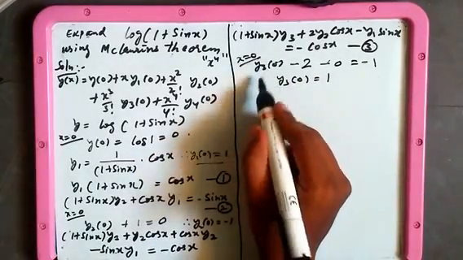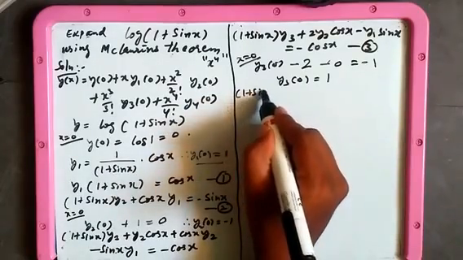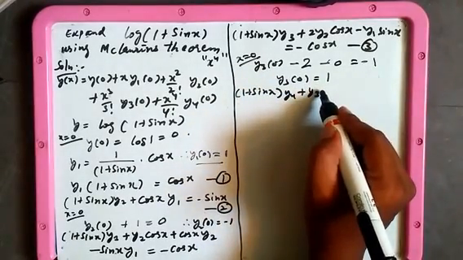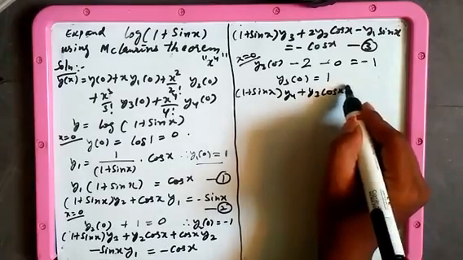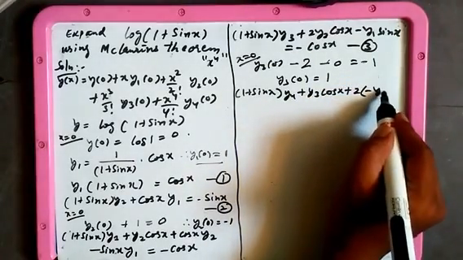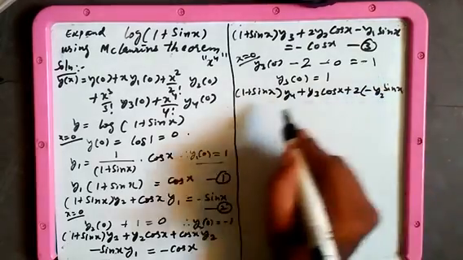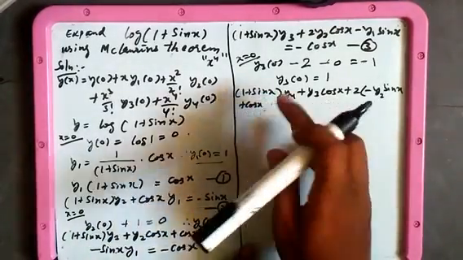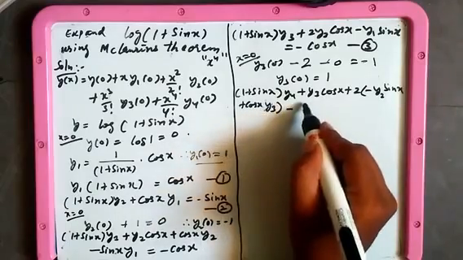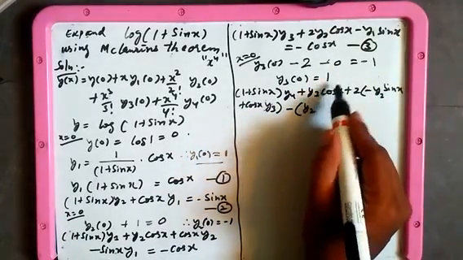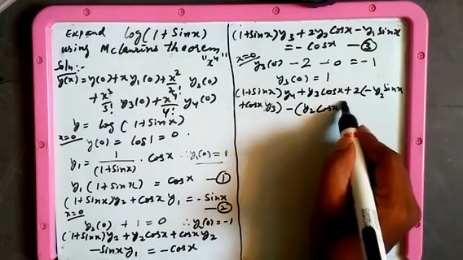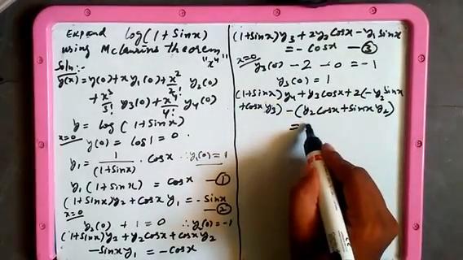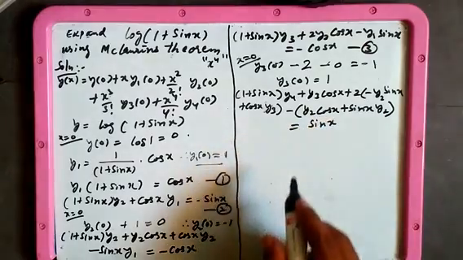Next, again we differentiate the third equation with respect to x. We will get 1 plus sine x into y4, plus y3 as it is, the sine x differentiation is cos x, plus 2 as it is, the differentiation of this is minus y2 sine x plus cos x into y2, cos x into y3, minus again y2 sine x differentiation cos x plus sine x y2, which is equal to again cos x differentiation is minus sine x, minus into minus, plus sine x. So this is the equation you get.